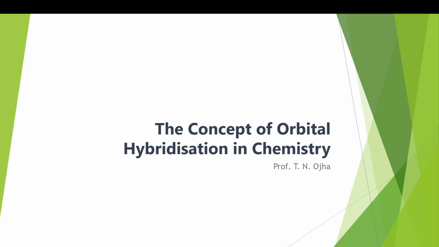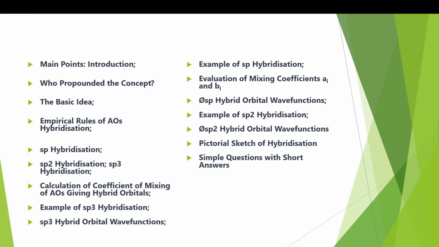Today I am going to discuss a very important small topic known as the concept of orbital hybridization in chemistry. As you are aware, this concept is very often used to explain molecular structure. So we will discuss this in detail. The following points will be taken up for clarity. The whole topic has been divided into so many points noted here.